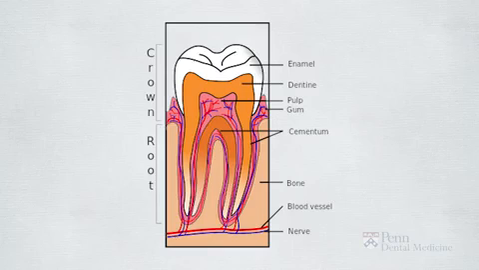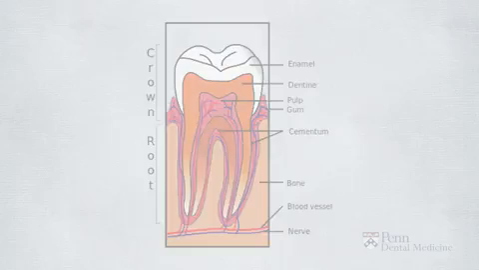Covering the rest of the root is a structure called cementum. And in the middle is a soft tissue structure called pulp. This houses the nerve and blood supply of the tooth. This is what a mature tooth looks like, and let's see how that develops.